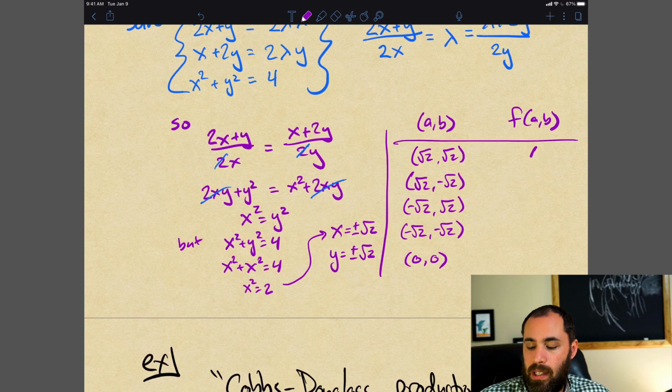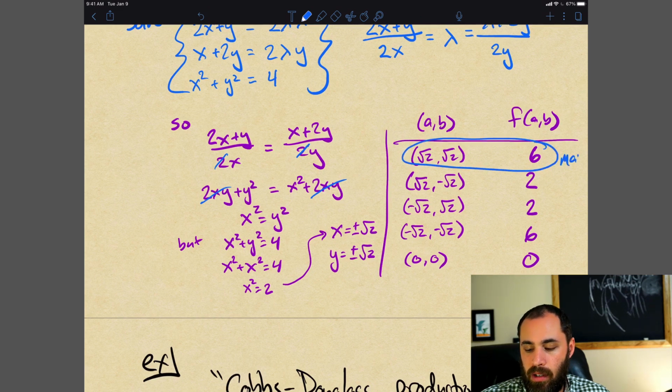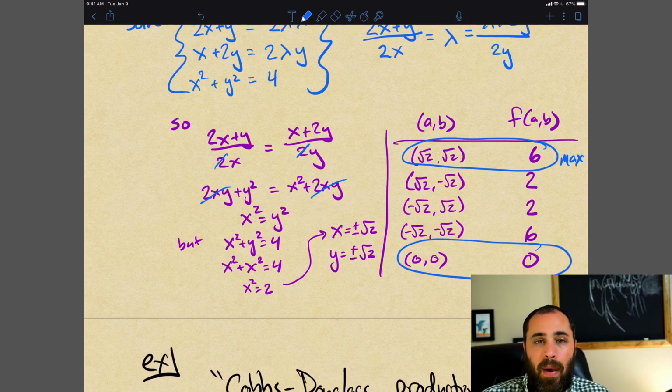So when we see that these are the values at all 5 of our points, the Lagrange critical points and 1 honest critical point in the middle of the circle, 2 of those points are global maximums. I didn't circle that second one. And then the one in the middle of the circle is a global minimum.